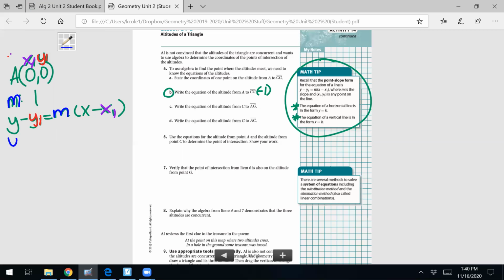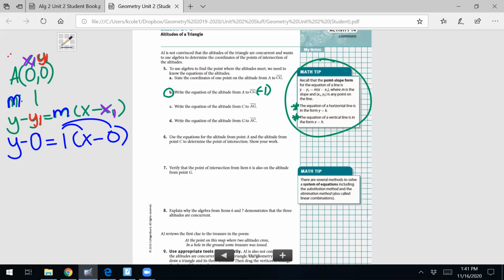So it's going to be y minus, what's y1? Good, 0 equals, what's the slope? 1, x minus, what's x1? 0. Cool. So you got it plugged in. Once you have it plugged in, then you just have to simplify. What is going to be your first step in simplifying these?